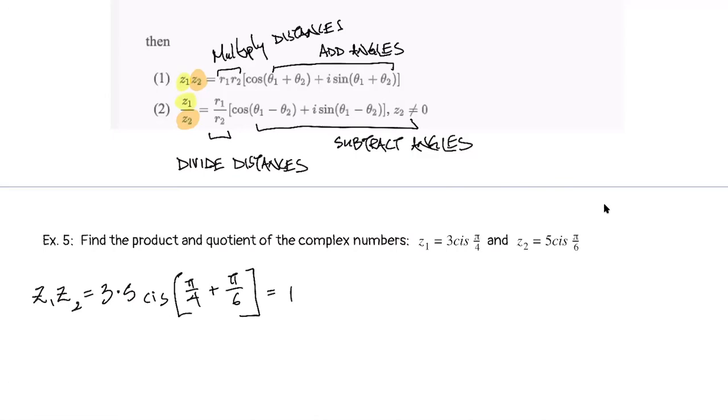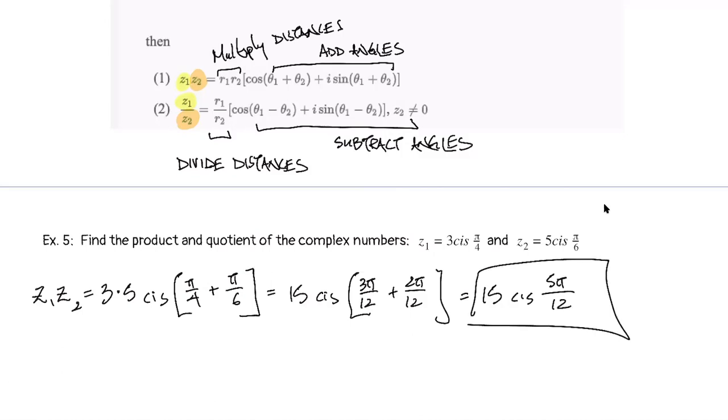So this will give us 15 cis. And when we add them, we have to make sure we have a common denominator. So we've got 3 pi over 12 plus 2 pi over 12. And so this gives us 15 cis 5 pi over 12. Okay. So you got to think multiplying the complex numbers means you multiply the distances, you add the angles. That's it.